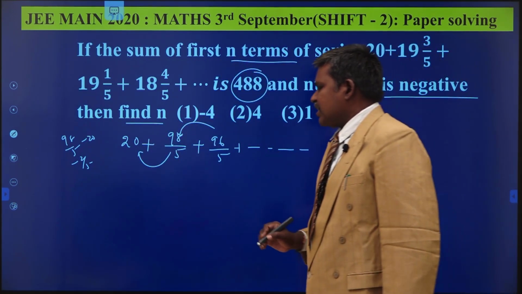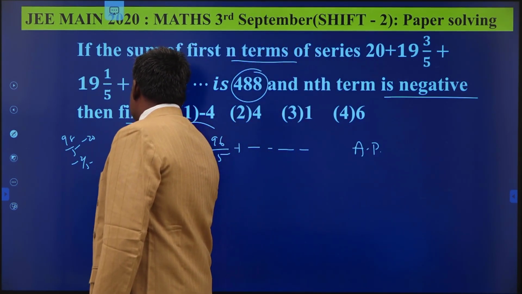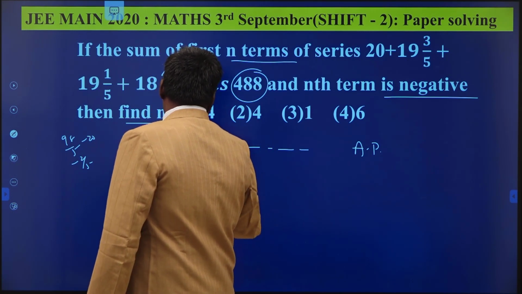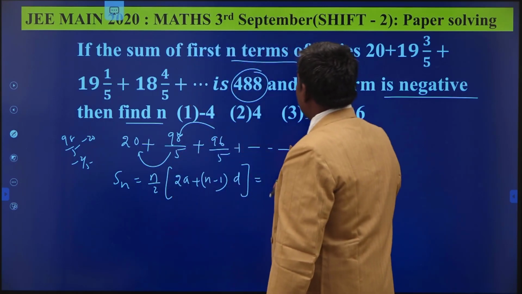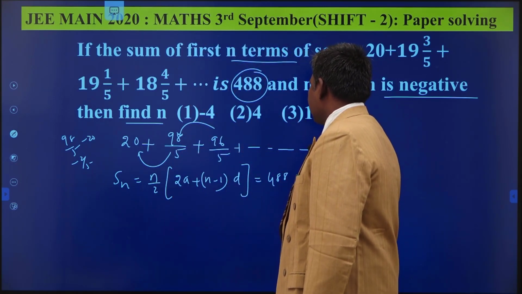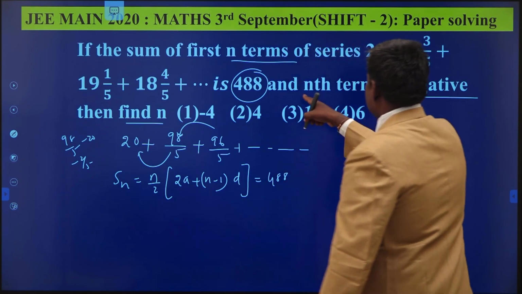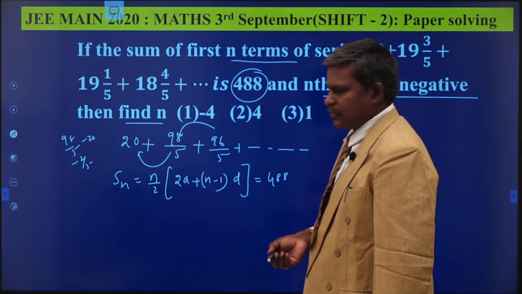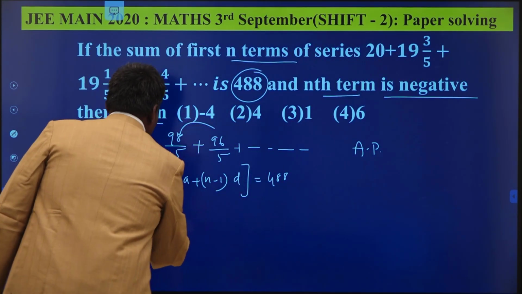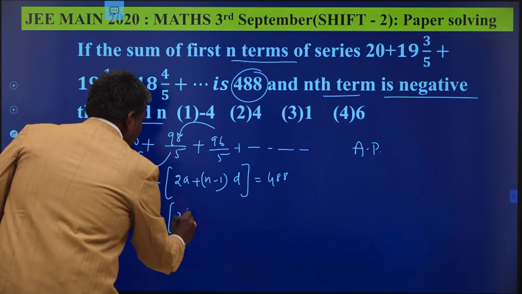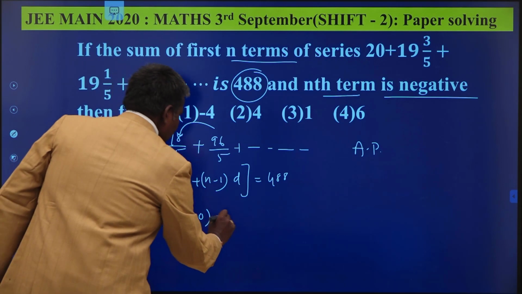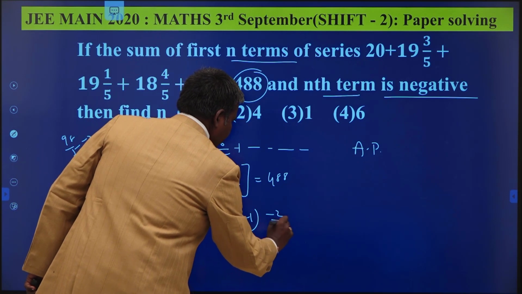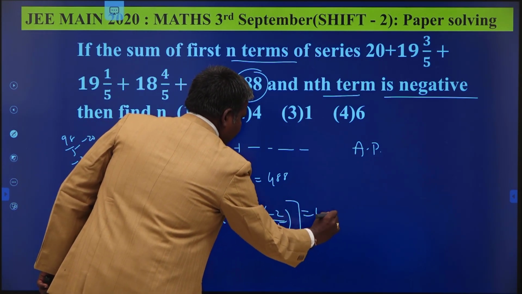For the sum of n terms of an arithmetic progression, Sn is n by 2 times (2a plus (n minus 1) d). Its value is given as 488. We have to find the nth term when it is negative. So Sn is 488, n by 2 times (2 times 20, that is a, plus (n minus 1) times the difference, which is minus 2 by 5). This is 488.